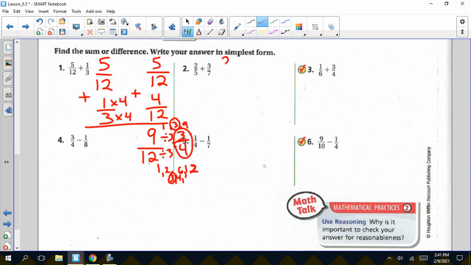Number 2, 2/5 plus 3/7. We're going to count by 5s and count by 7s to find the common denominator. So if we count by 7s, we're thinking 7, 14, 21, 28, 35. That's the first time that 5 can go into the number with the 7 there, 35.